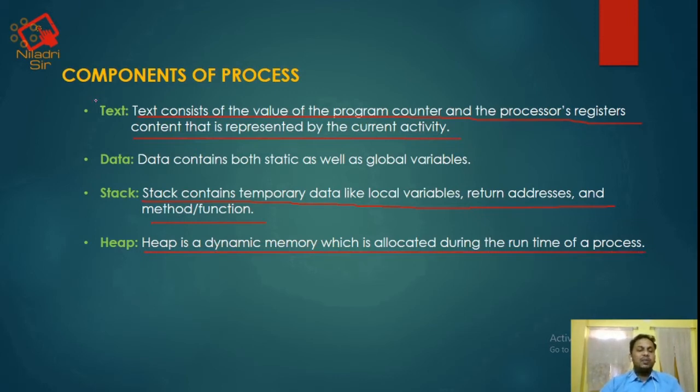So there are four types of components in a process. Number one is text. Basically it consists of the value of the program counter and the processor registers content that is represented by the current activity. And what is data? Data contains both static as well as global variables. And what is stack? Stack basically contains temporary data like local variables, return address, and other method functions. And what is heap? Heap is a dynamic memory which is allocated during the runtime of a process.